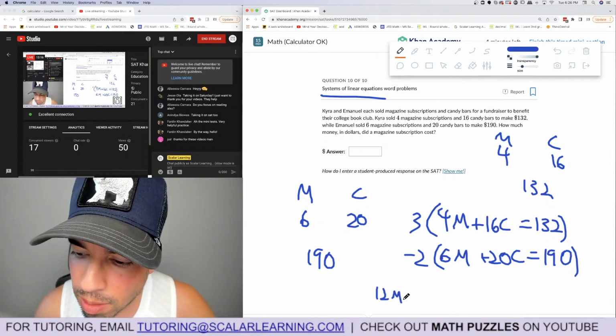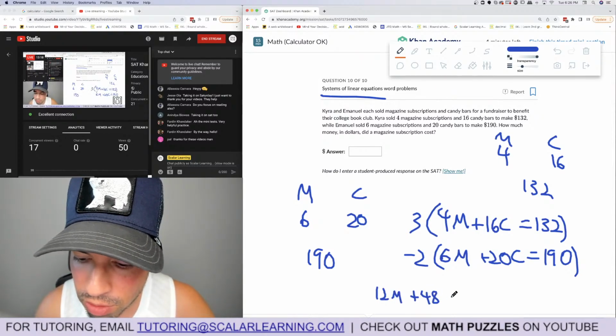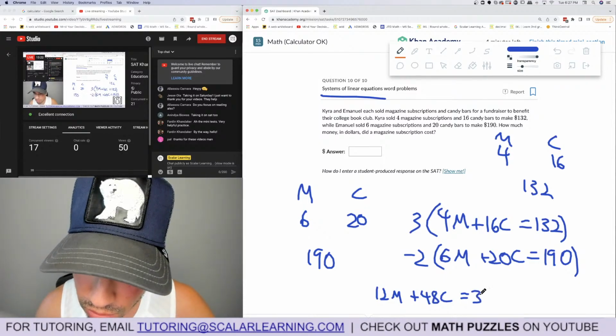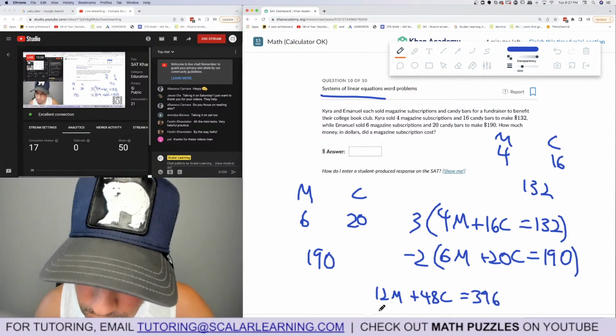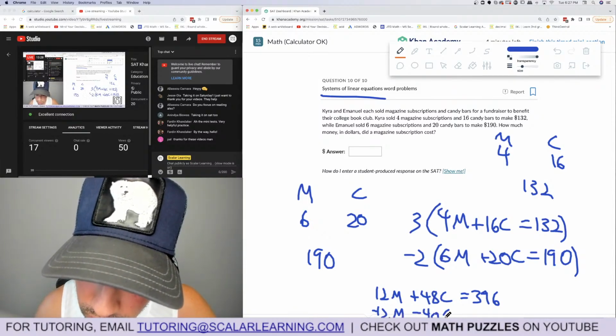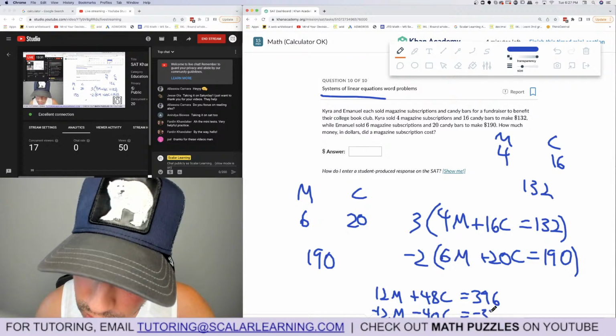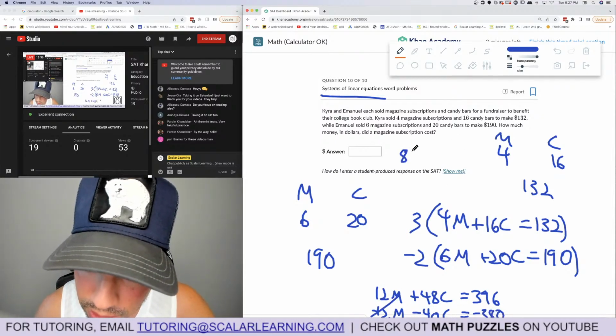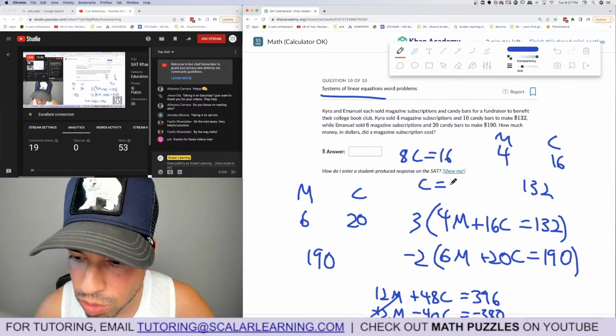So 12M plus, we just plug back in after this. 48C equals, I could use a calculator, but whatever. 396. Let's just go for it and be careful here. -12M minus 40C equals -380. And then those cancel out when we add them together, and I get 8C equals 16, right? 396 minus 380, so C equals 2.